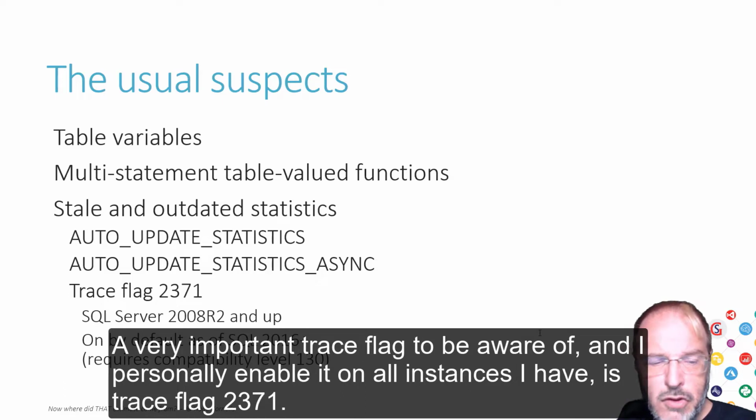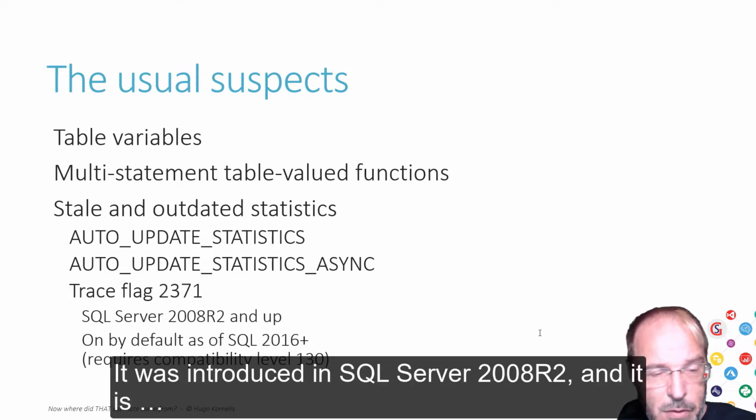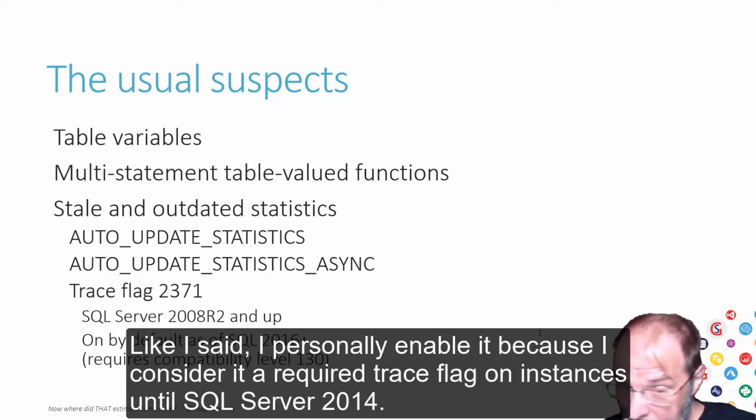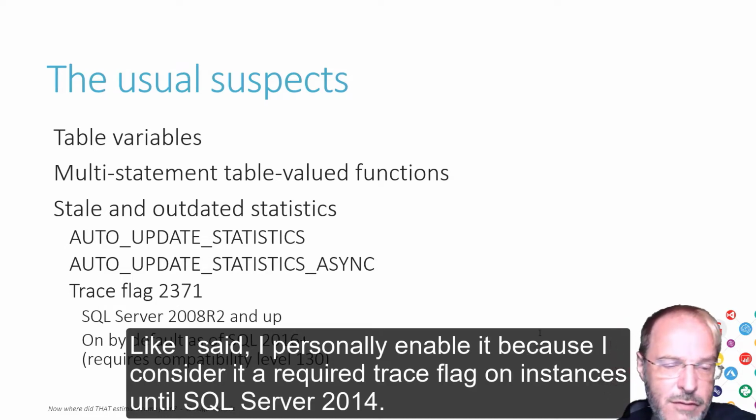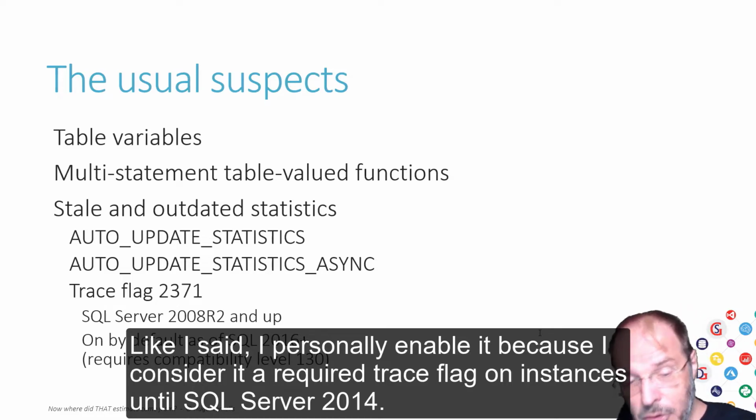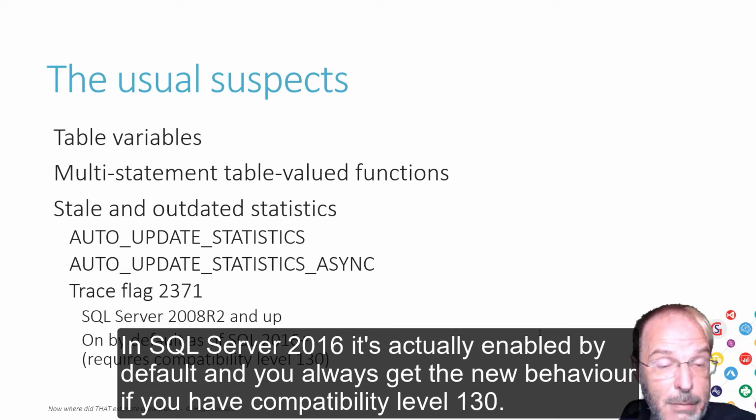A very important trace flag to be aware of, and I personally enable it on all instances I have, is trace flag 2371. It was introduced in SQL Server 2008 R2, and I personally enable it because I consider it a required trace flag on instances until SQL Server 2014. In SQL Server 2016, it's actually enabled by default, and you always get the new behavior if you have compatibility level 130.